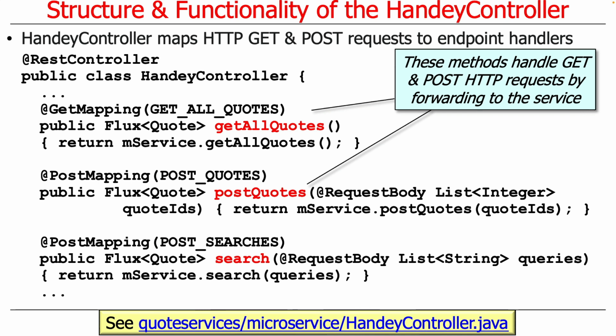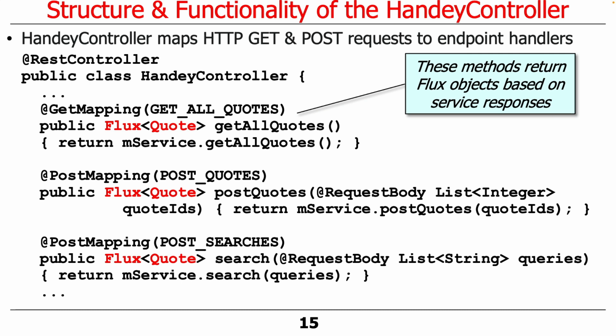The next thing we're going to talk about are some of the methods that are defined in the controller. And you can see here there are several of them. There's get all quotes, which returns all the quotes, and we'll see what it returns in a second. There's post quotes, which is going to take a list of quote IDs and then go look them up in the database and return a flux of the ones that match those quote IDs, which are the primary keys. And then finally, we show here one that does search, where you give it a list of queries, and it goes ahead and searches for that list of queries. And there's a couple other variants of this as well.